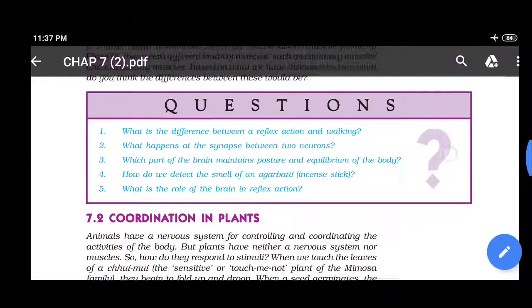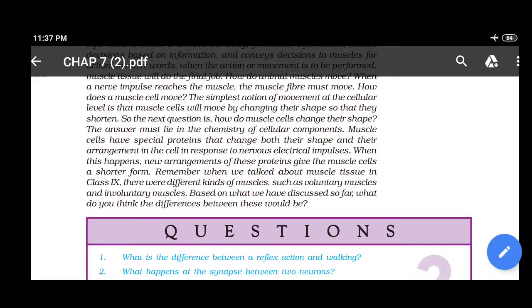It is passed to the motor cells. The motor cells will reach the muscles. Now again the muscle will shorten. The muscles have certain proteins which help in the contractile movement, and it will help to shorten the length of the muscle, and in this way the muscles will give the response.